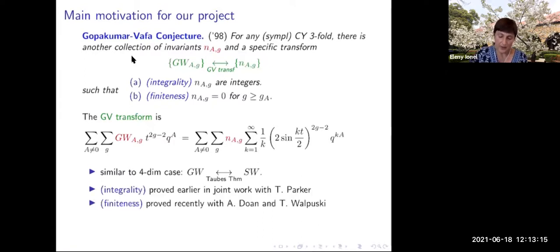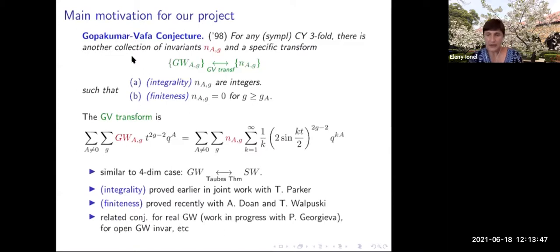What I want to mention is that the integrality part of this Gopakumar-Vafa conjecture, the way I stated it here, was proved earlier in joint work with Tom Parker, maybe 5 years ago or so, and I've talked about this extensively. Many of you have heard me talk about it. But the finiteness part, which is the part I would like to emphasize more today, was proved recently, just at the beginning of this year, in joint work with Aleksander Doan and Thomas Walpuski.